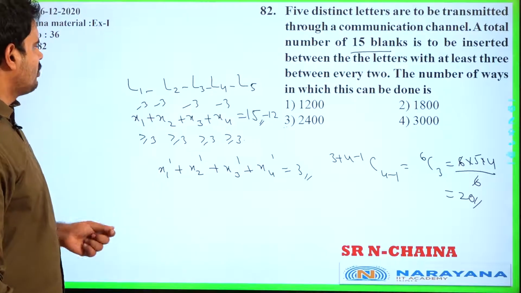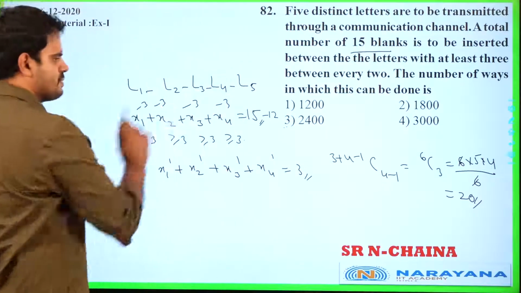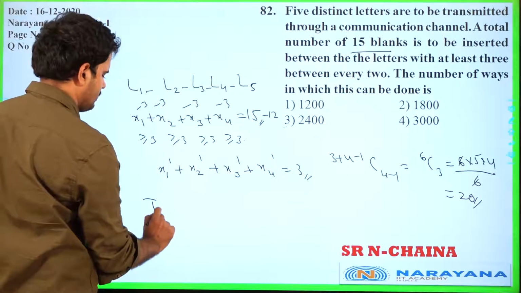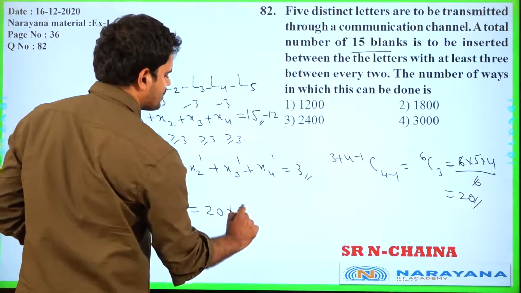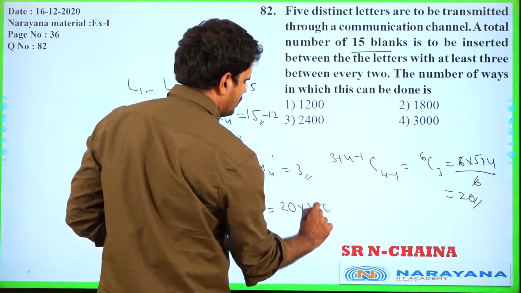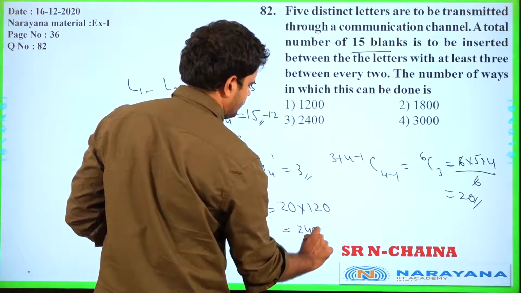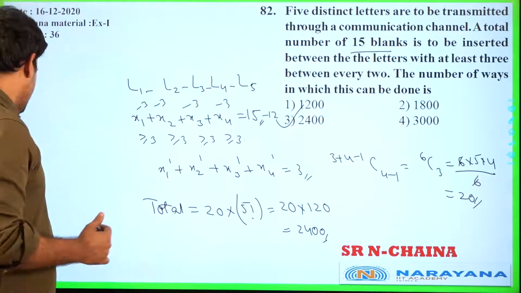Okay, now, people, even I can arrange the letters also. The letters also can be arranged. So what it becomes actually? Total equals 20 into, the letters can be arranged in 5 factorial ways. That is 20 into 120, so that is 2400. So we are done with this one. I hope everyone understood. Let me go with the next one.